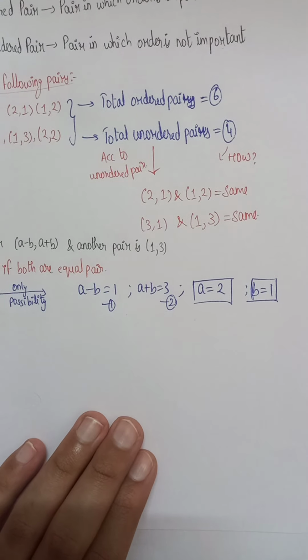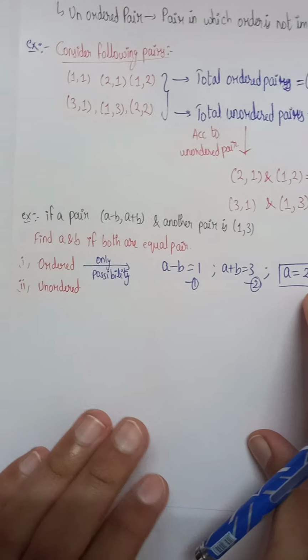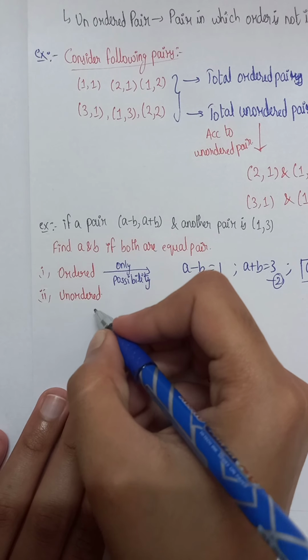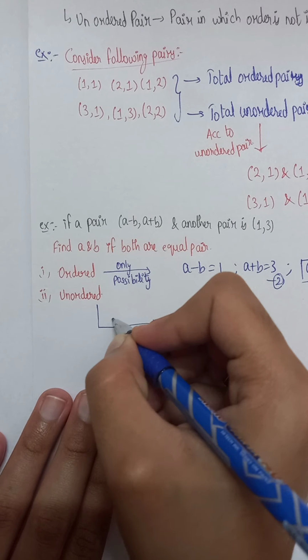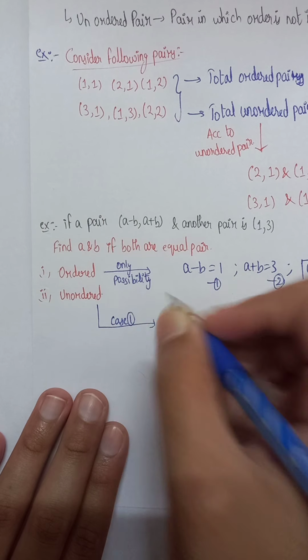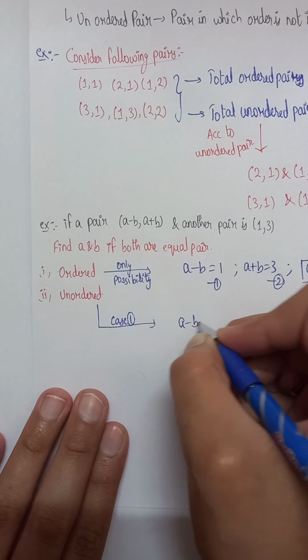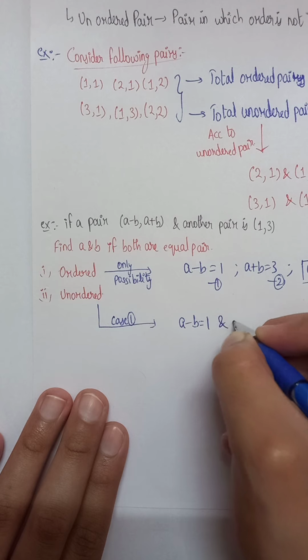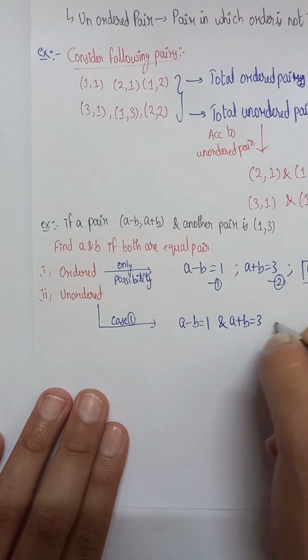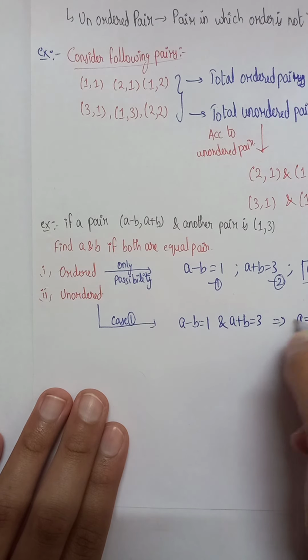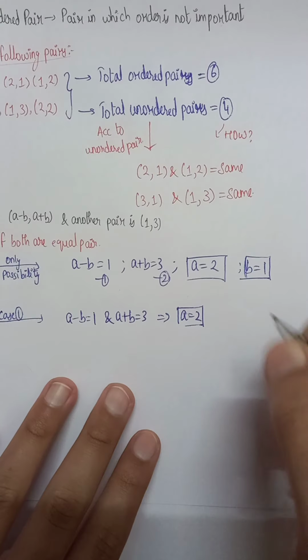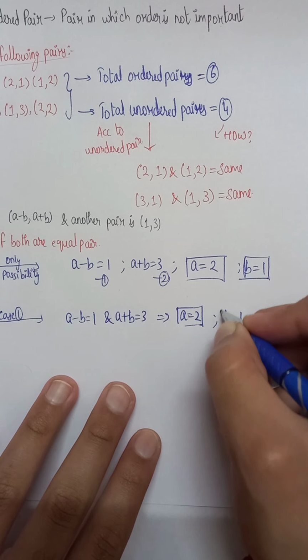Okay, so now what about unordered pairs? If it's unordered pairs, there are two cases. Case 1 is the same as above, that is a minus b is equal to 1 and a plus b is equal to 3. Then it implies a is equal to 2 and b is equal to 1.